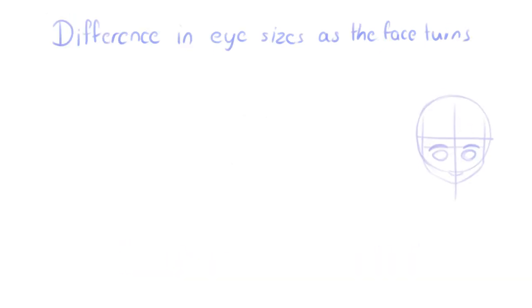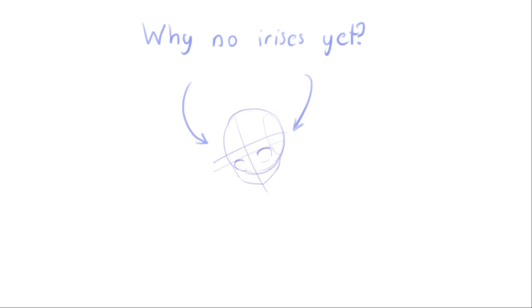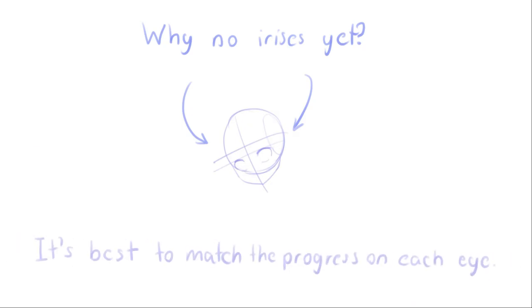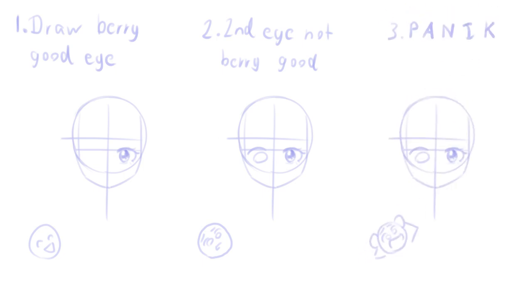Cheryl's slightly turning to one side, so the eye that's closer to the viewer or the camera is going to be a little bit wider in comparison. Why are you not drawing in the irises yet? That's because we're trying to make sure the eyes line up. If you draw one eye to the end and then draw the other one afterwards, you're most likely going to have a bad time trying to make them match. So that's why we're drawing the eyelids first, and then the irises in later.